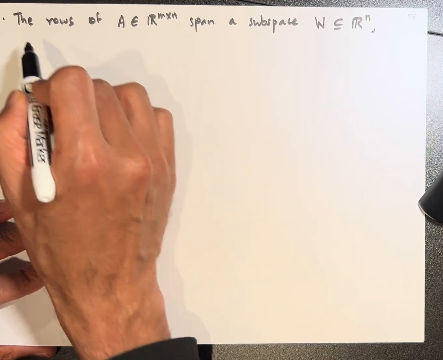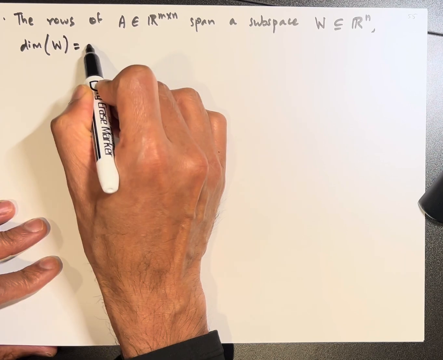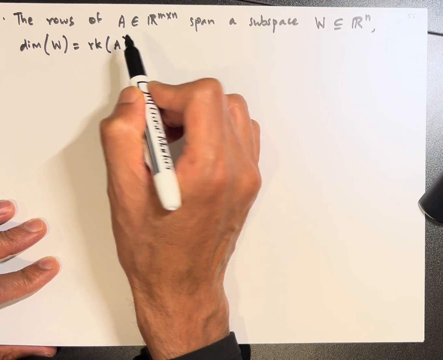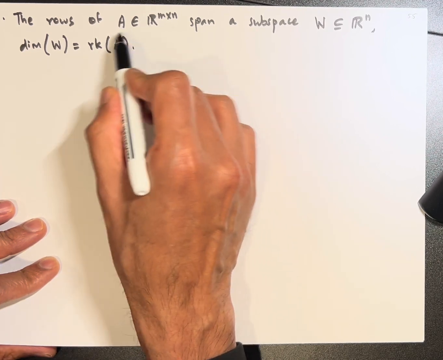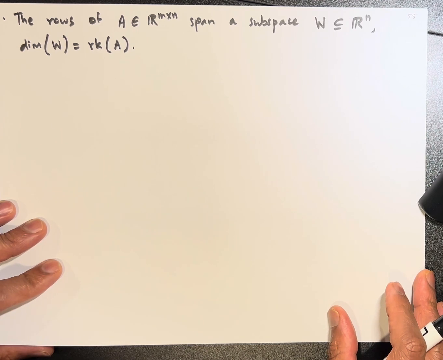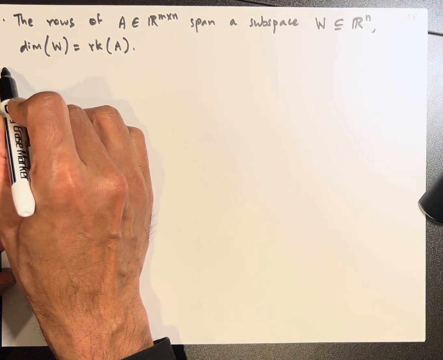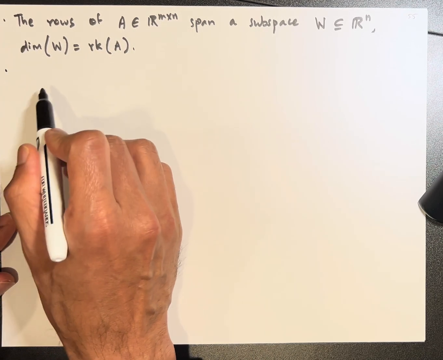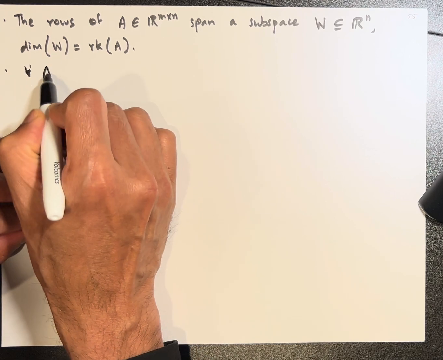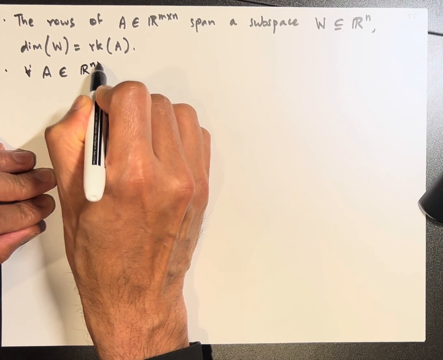And then the dimension of W is going to be equal to, again, rank of A. Technically rank of A transpose, but that's the same as rank of A. Again, you can find the basis using Gaussian elimination, in this case, applied to A transpose. Okay, and then taking the pivot columns. Okay, the next point. So for all A in Rn by n, so square matrices.